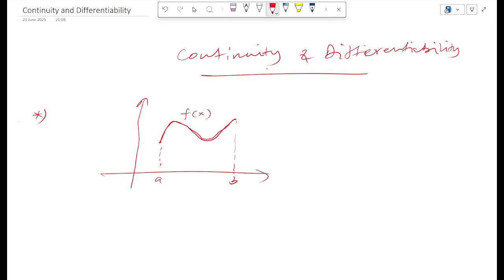So this kind of graph, this kind of function is called a continuous function, where we do not see any missing point, we do not see any breakage in the graph. Intuitively, this is how we understand what a continuous function means: the graph is continuous from the starting to the end point.